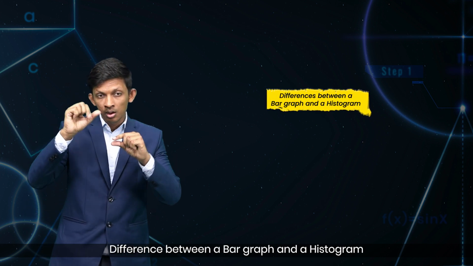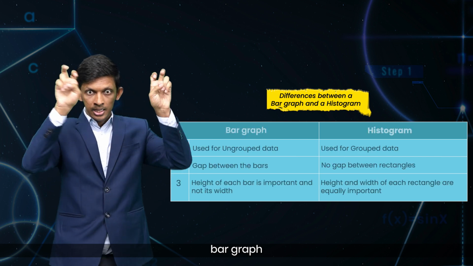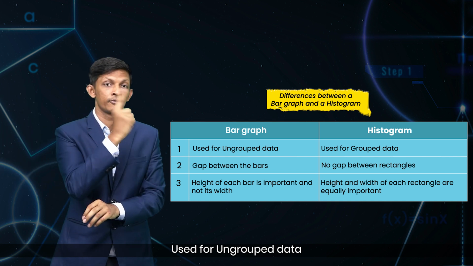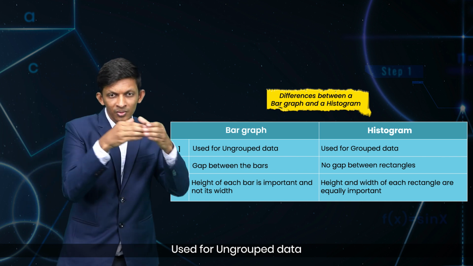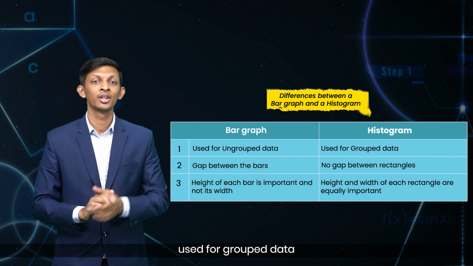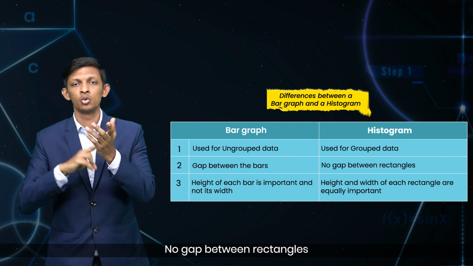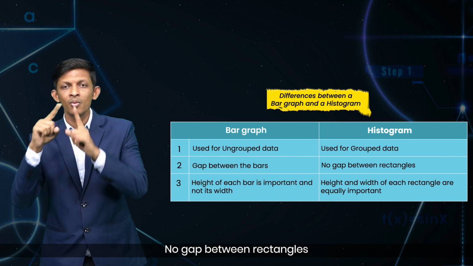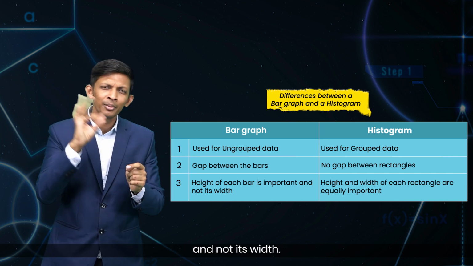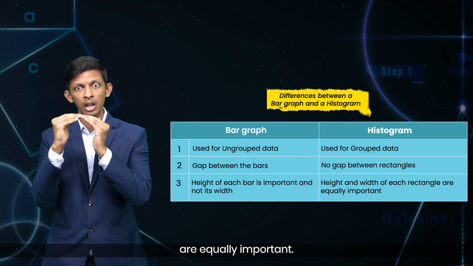Difference between a bar graph and a histogram. Bar graph: used for ungrouped data; gap between the bars; height of each bar is important and not its width. Histogram: used for grouped data; no gap between rectangles; height and width of each rectangle are equally important.